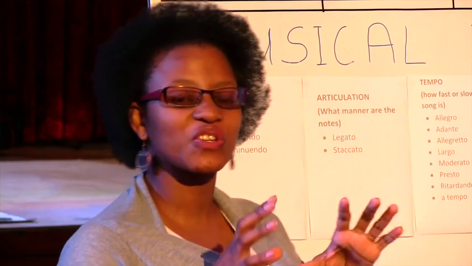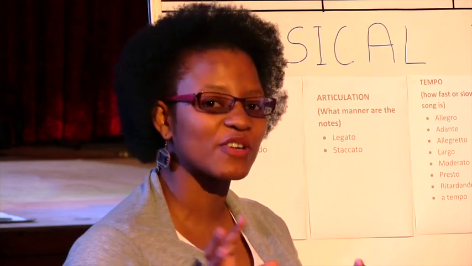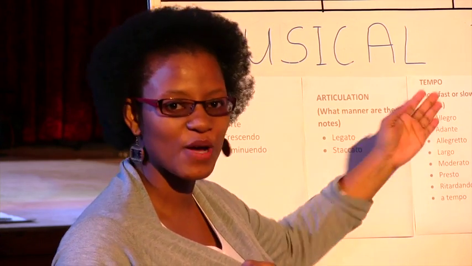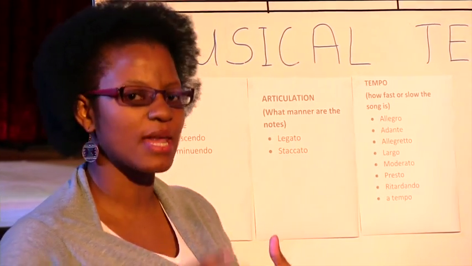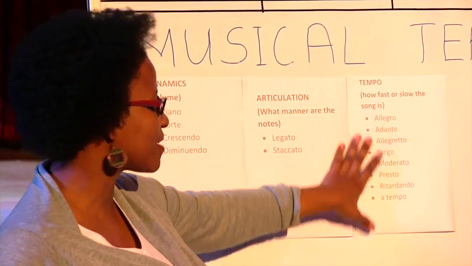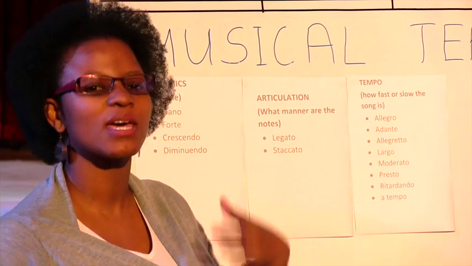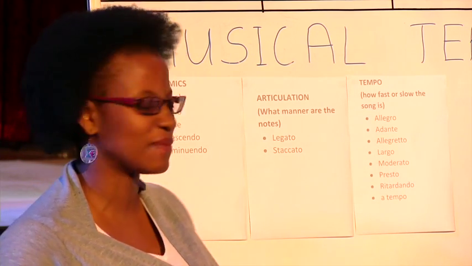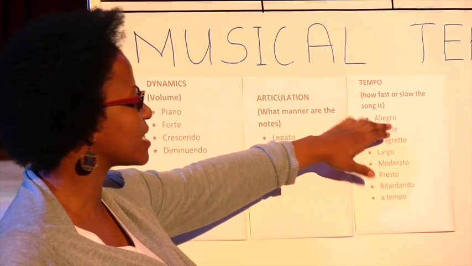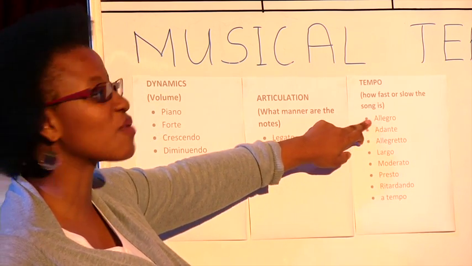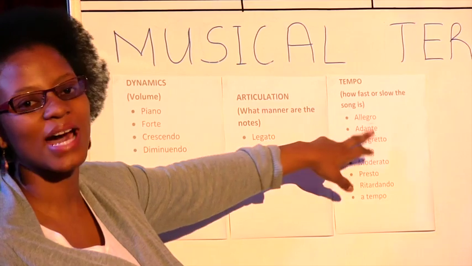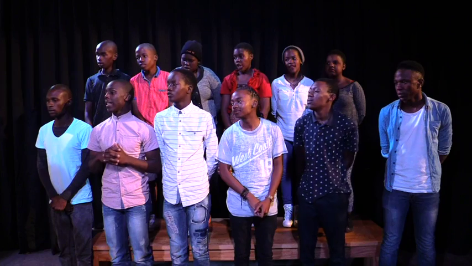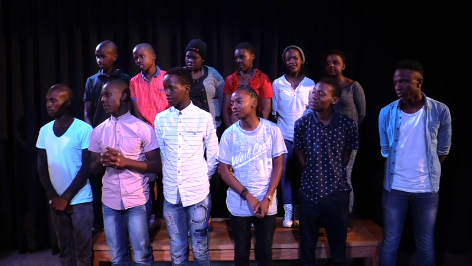Now, another section of the musical terms that we are going to be looking at is tempo. Tempo means how fast or how slow the song is. Now, in tempo, we have different kinds of terms. Usually, they are Italian terms. So, for the first one is allegro. Allegro means? Fast. Very good. And then we have andante, which means? At a walking pace.